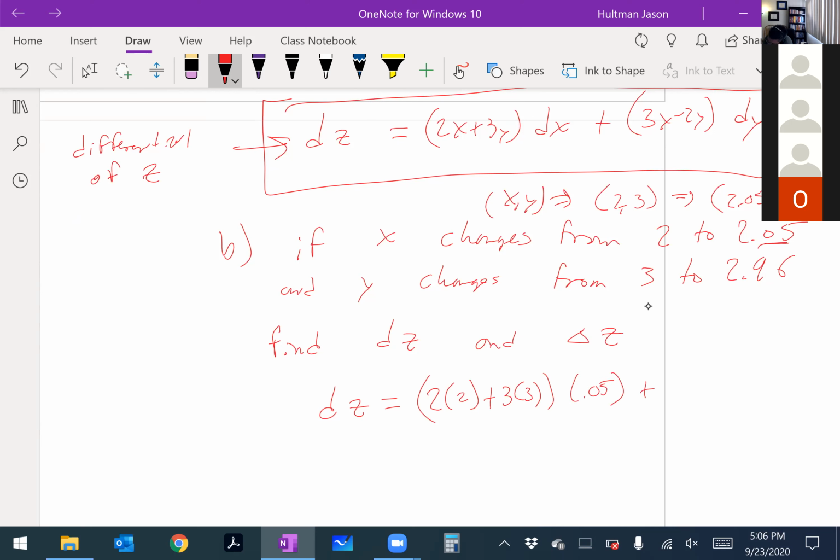Plus, what's the partial derivative on y? Well, it's 3 times x. We're going to let that be our starting point. 3 times 2 minus 2 times 3. Well, that's kind of nice, because that whole thing just goes to 0, right? Times what's the change in y? Well, that's negative 0.04, but it really didn't matter because, oops, damn it.